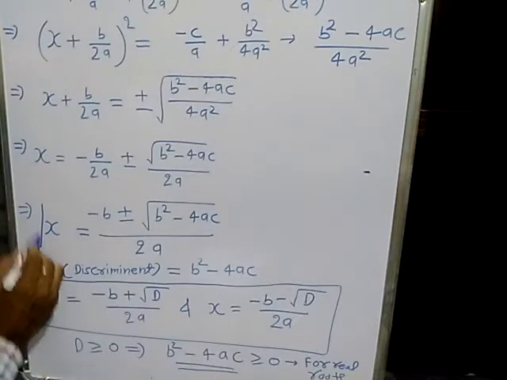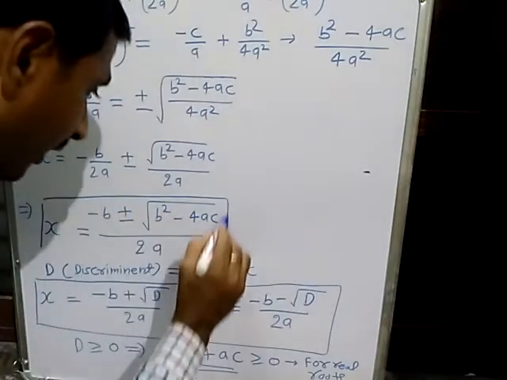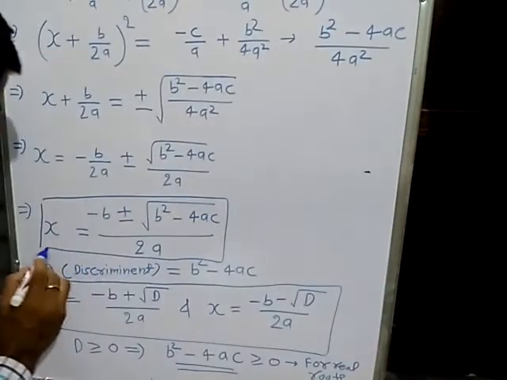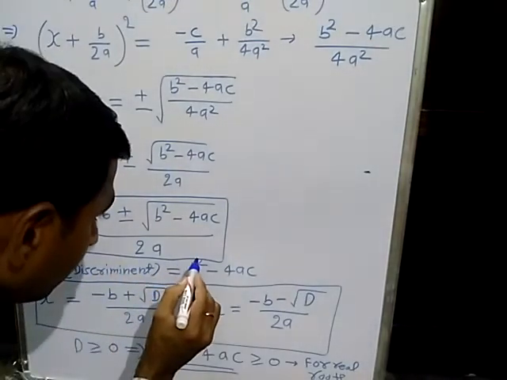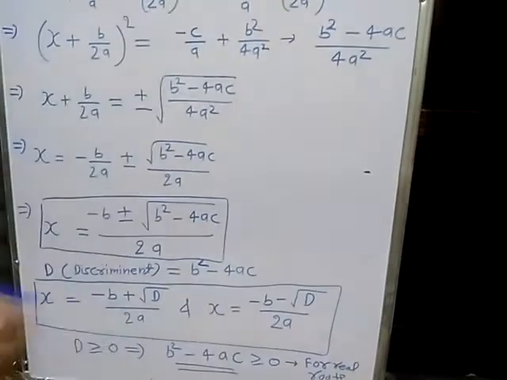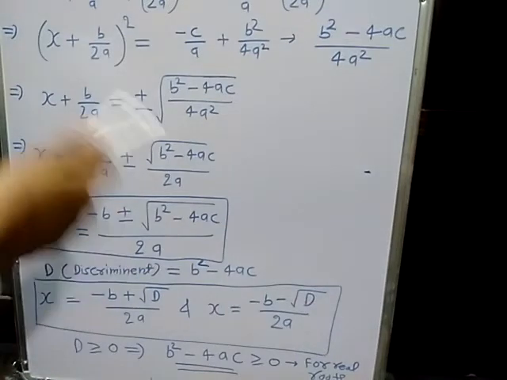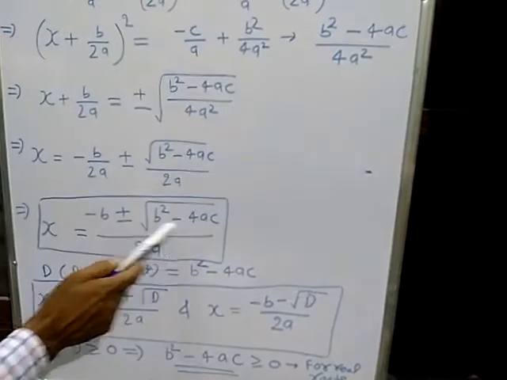This is called the quadratic formula. This formula is known as the quadratic formula. This is also called Sridharacharya formula. And in this formula, to learn it simply, there is one term given, b square minus 4ac.